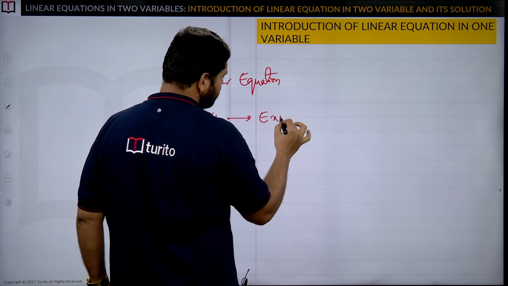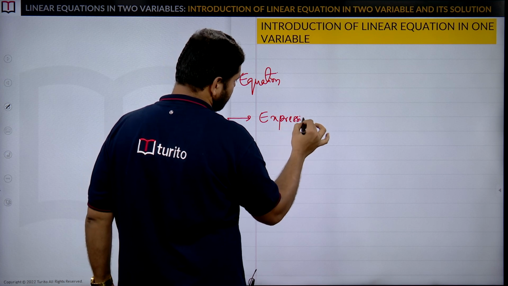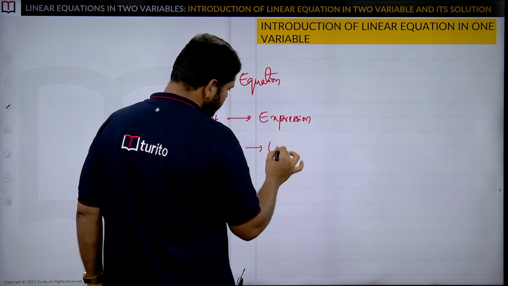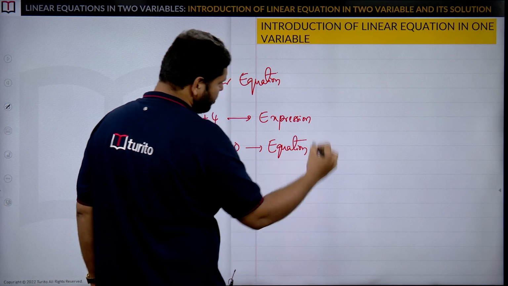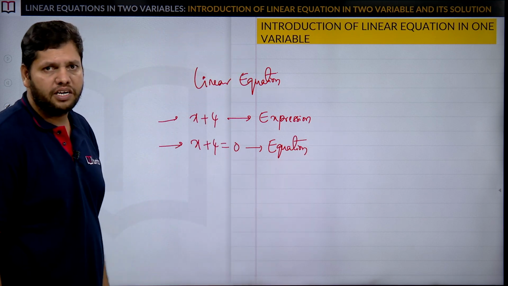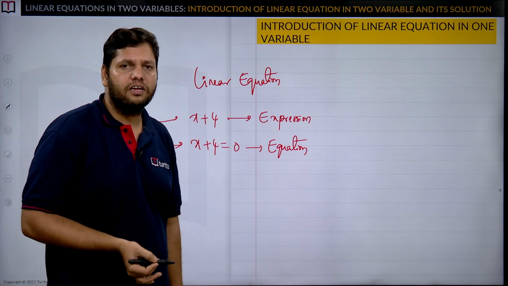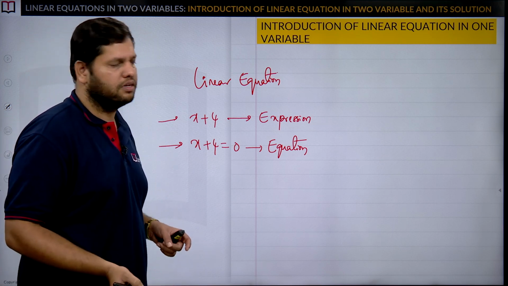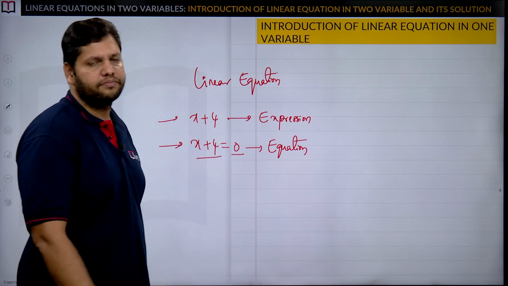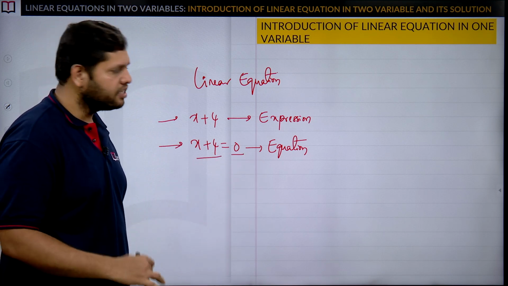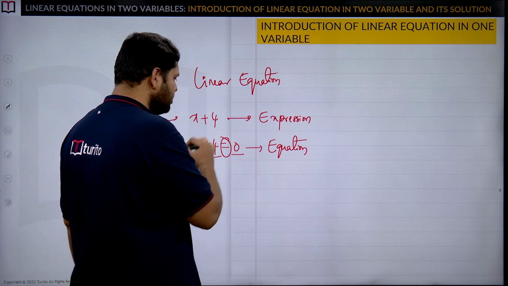So the first one we can say it is an expression, and the second one we can say it is an equation. Children, an equation is nothing but something that has the equal symbol, where it is balancing two expressions. So this is called what? The LHS expression, and this is called the RHS expression. Both are balancing with the help of the equality sign, isn't it, children?